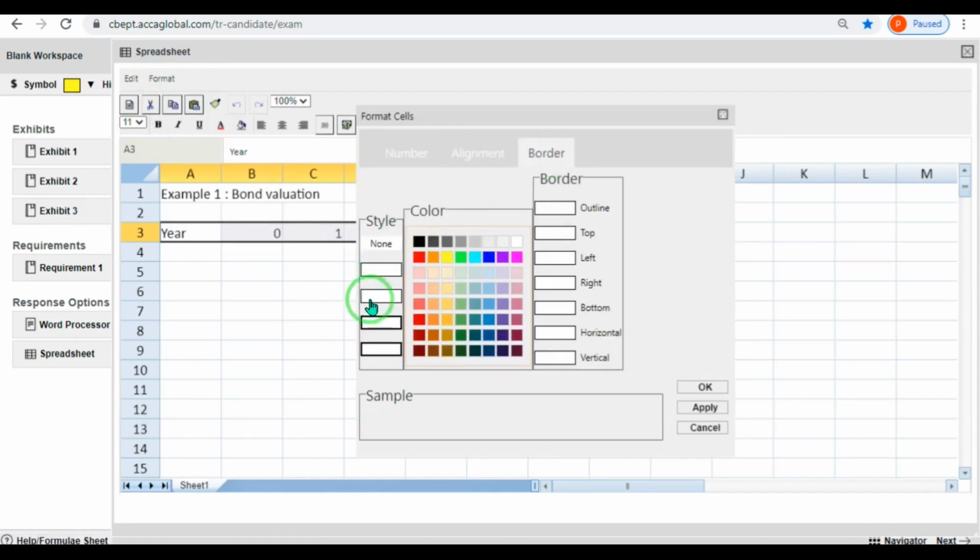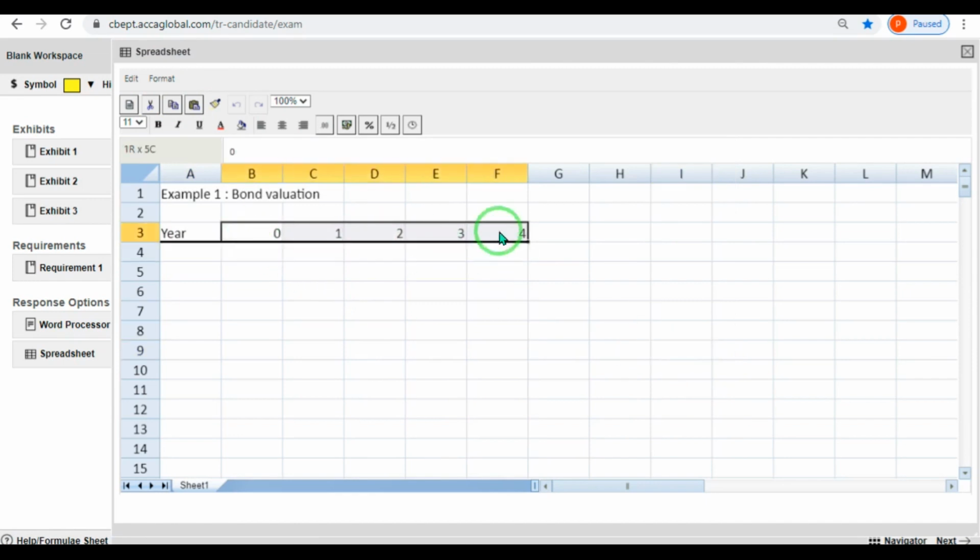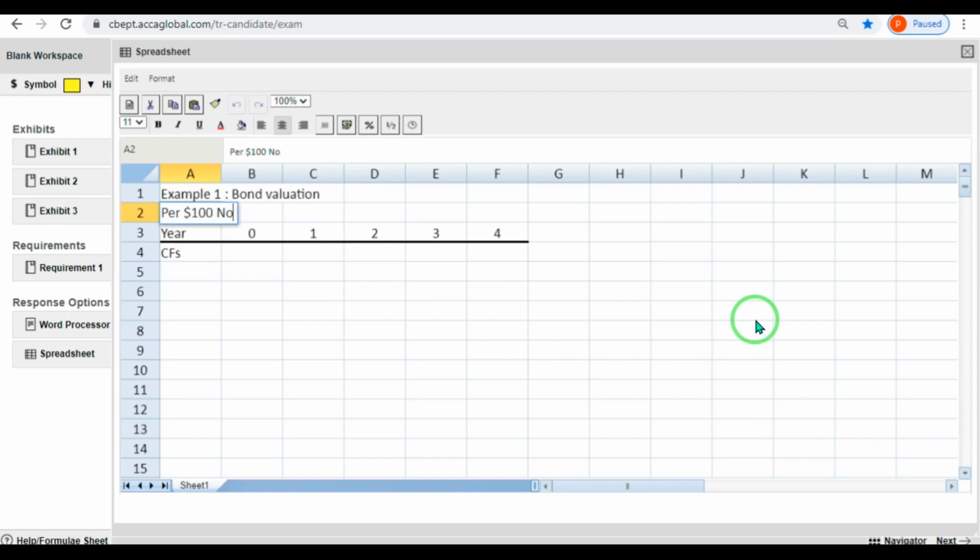So to draw the line, just choose one of these and you go ahead. You've got the line already. Maybe this one you want to centralize. Is that okay? So next what we're going to have here are all your cash flows related to this bond. So we're going to have here cash flows. There are 2 cash flows. One is called the interest, which is done per 100. Is that okay? This is bond valuation. This is done per $100 nominal value.